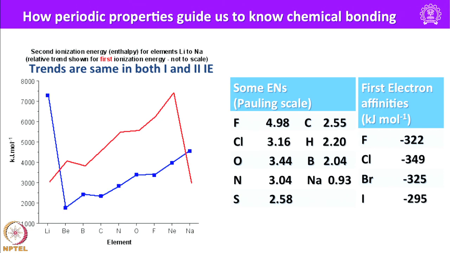And here I have given electronegativity values on the Pauling scale for main group elements. In the case of fluorine it is 4, whereas chlorine is 3.16, oxygen is 3.44, nitrogen is 3.04, and carbon has a value of 2.55. It is higher than that of hydrogen, 2.20. Also, the first electron attachment enthalpy I have given for halogens. For fluorine it is minus 322, for chlorine minus 349, bromine minus 325, and iodine minus 295.